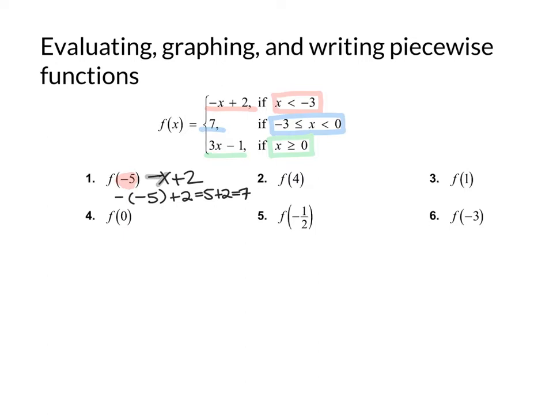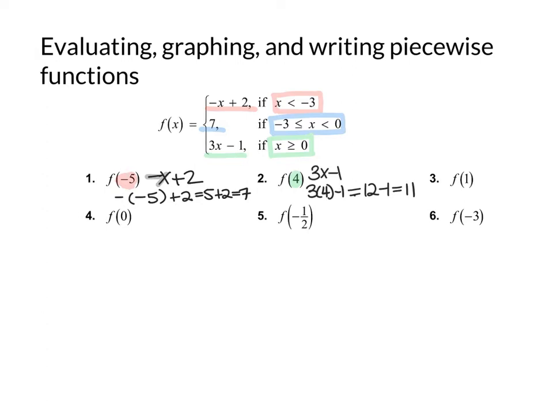Okay, let's look at this next one. 4. Is 4 less than -3? No, it's positive. Is 4 between -3 and 0? No. Is 4 greater than or equal to 0? Yes. So this gets a green designation. And we're going to use the green equation on it, which is 3x minus 1. So 3 times 4 minus 1 is 12 minus 1, which equals 11. So the answer for number 2 is 11.